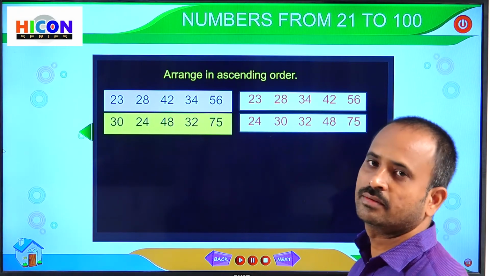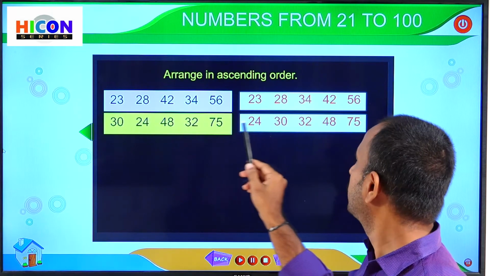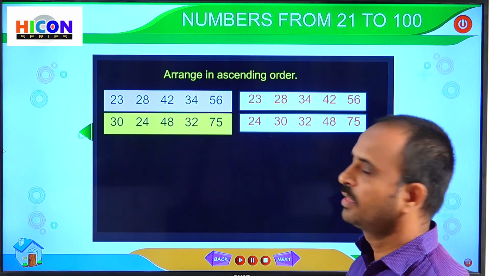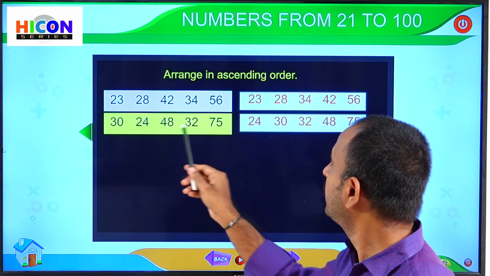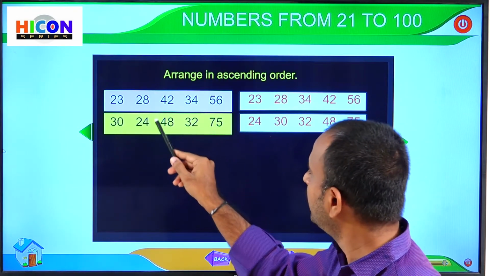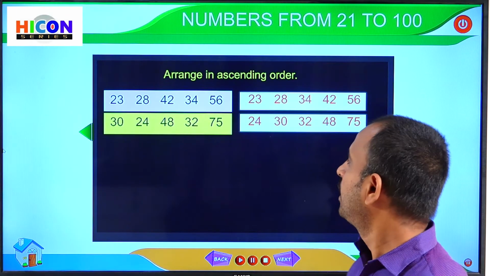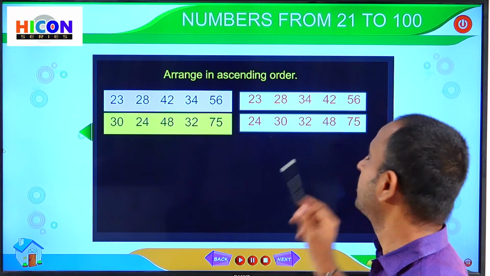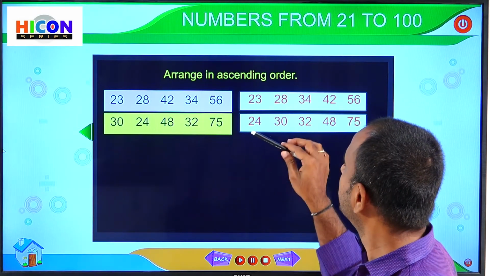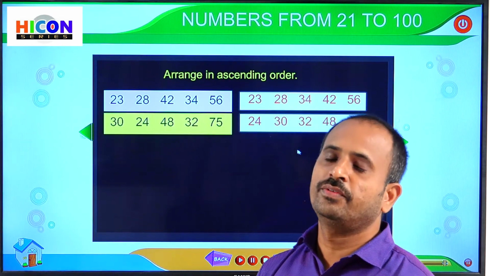Write 30 here. And after 30, which is the smallest? 32. So write 32 after 30. And after 32, which number is the smallest, 48 or 75? 48 is the smallest. So write 48 in the fourth place. And the remaining number is 75, so write the remaining number in the last. So children, this is arranging the given numbers in ascending order.